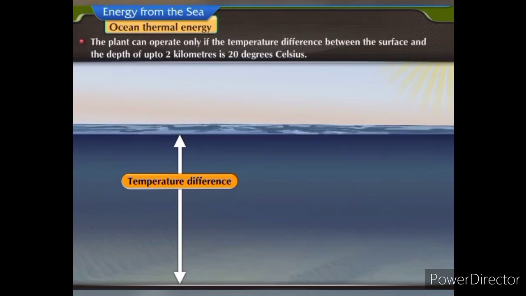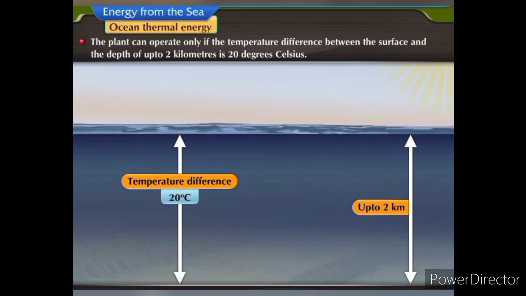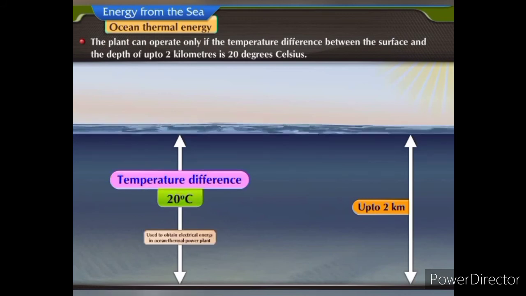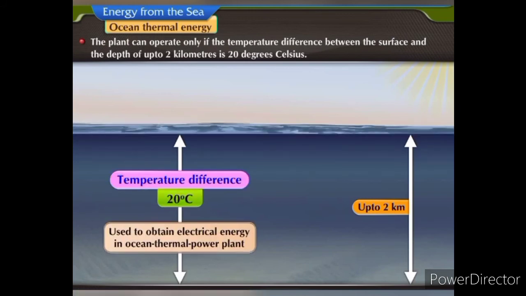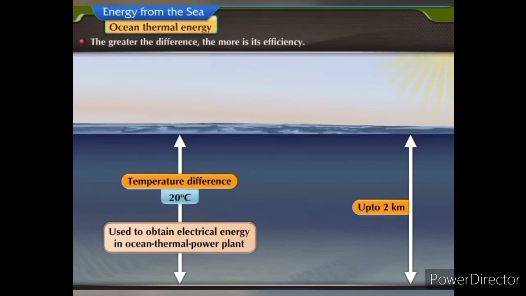The plant can operate only if the temperature difference between the surface and the depth of up to 2 kilometers is 20 degrees Celsius. This difference is used to obtain electrical energy in an ocean thermal power plant. The greater the difference, the more is its efficiency.